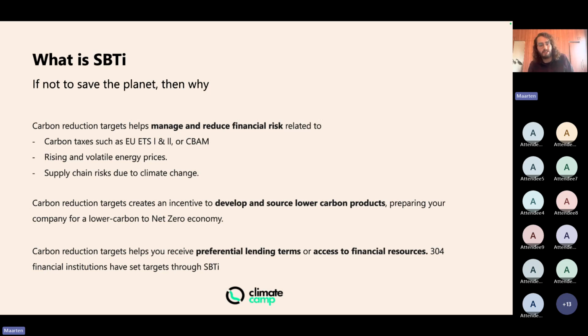I think rising and volatile energy prices is not new to people here. 2020 was a clear example, and the war in Ukraine and dependency on Russian gas has shown that we have very volatile energy prices in certain cases. So this, combined with supply chain risks, droughts, hurricanes, disruptions to certain supply chains, can cause major financial risks. Carbon reduction also creates an incentive to develop and source lower carbon products to prepare your company for a lower carbon to net zero economy. We need to start reducing, which means larger companies will have to source lower carbon goods, which means the suppliers that can supply these goods will rise in preferential treatment.